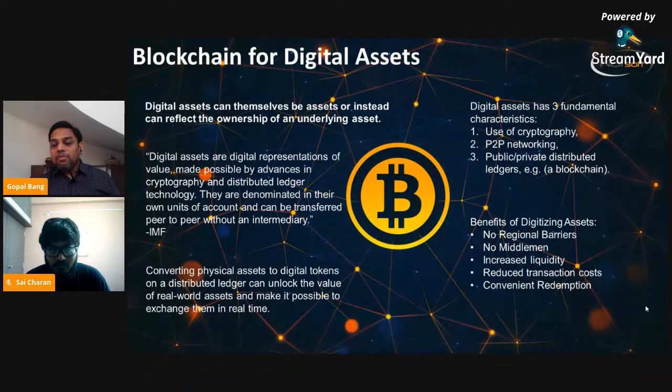So what are the benefits of digitizing these assets? There are no regional barriers. That means a person sitting in India can trade a digital asset with a person sitting in Australia or America. There are no middlemen, which are actually needed in other practical situations. Increased liquidity, because you exchange value on a blockchain network and both parties get their value credited to their account in real time. So you have increased liquidity, reduced transaction cost.